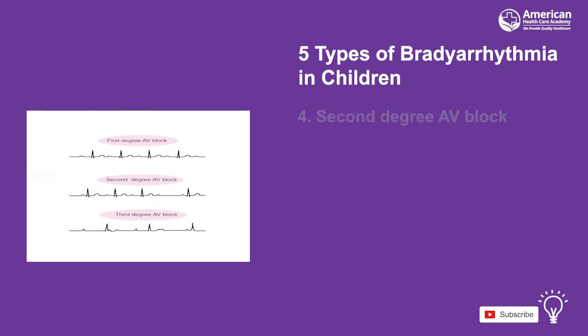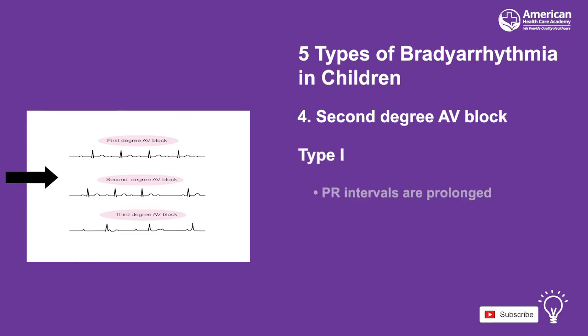The next type is called second-degree AV block, which is divided into type 1 or Mobitz 1, and type 2 or Mobitz 2. The second-degree AV block type 1 is when the PR intervals are prolonged, the RR intervals are shortened, and finally, 1 beat drops. Dizziness may be a symptom, but symptoms are usually not observed.